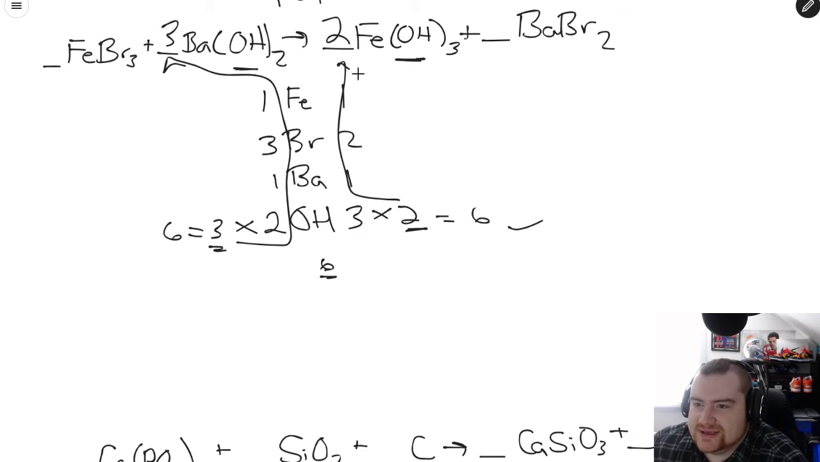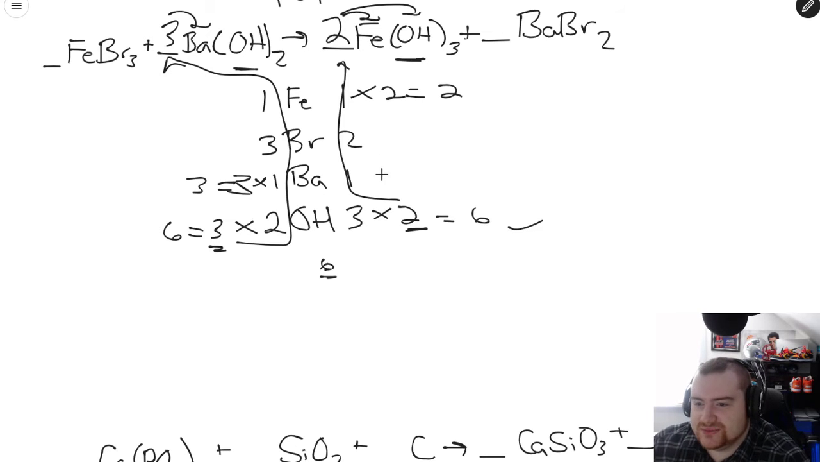Okay, so that balances out our hydroxide. Now, what did that do to everything else? So we put a 2, because this 2 goes to the iron and the hydroxide. It made our iron to be 2. Our barium, it made it to be multiplied by 3. So we put multiplied by 3 is 3.